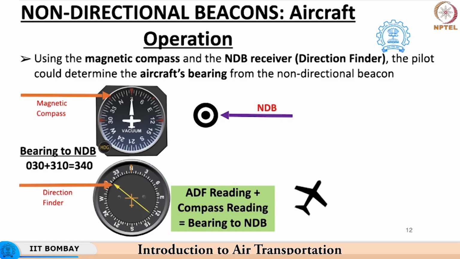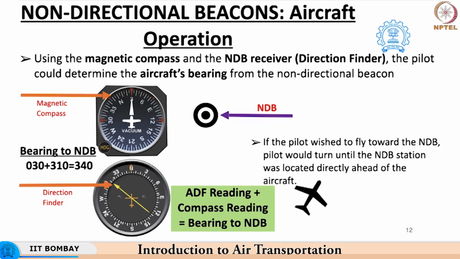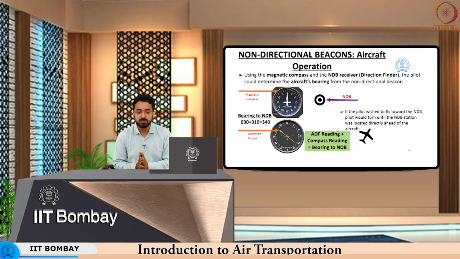The ADF relative bearing to the NDB will be calculated by the addition of both these readings, corresponding to the magnetic compass and the direction finder. In this case, the two sum out to be 340 degrees. So, if a pilot wishes to fly towards the NDB, they will have to turn their plane in a manner so that this direction finder antenna arrow is pointed in the forward direction.